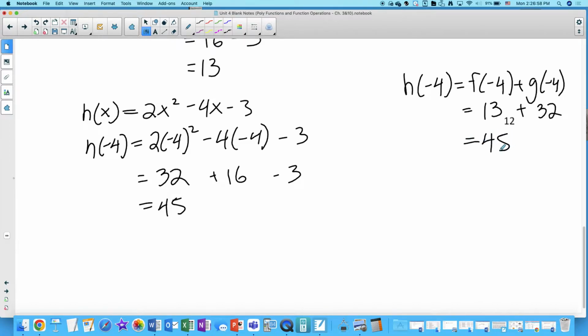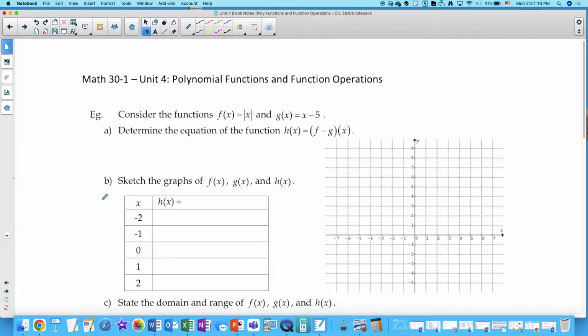Okay, so it shouldn't matter how you evaluate that. You should get the same answer no matter what. Okay. All right, so let's look at another example.